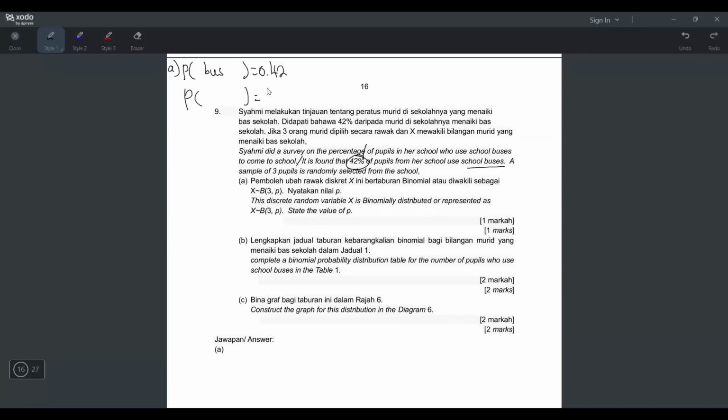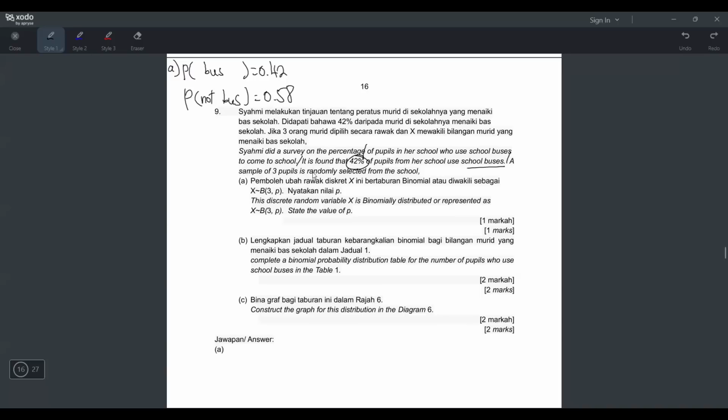So what is 1 minus 0.42? You press calculator, you will get 0.58. And the 0.58 will be probability of what? Probability of going to school not by bus lah. Okay, this one is probability of going to school with bus. This one is probability of going to school not with bus lah. Like that, right? Okay, now let's keep reading.